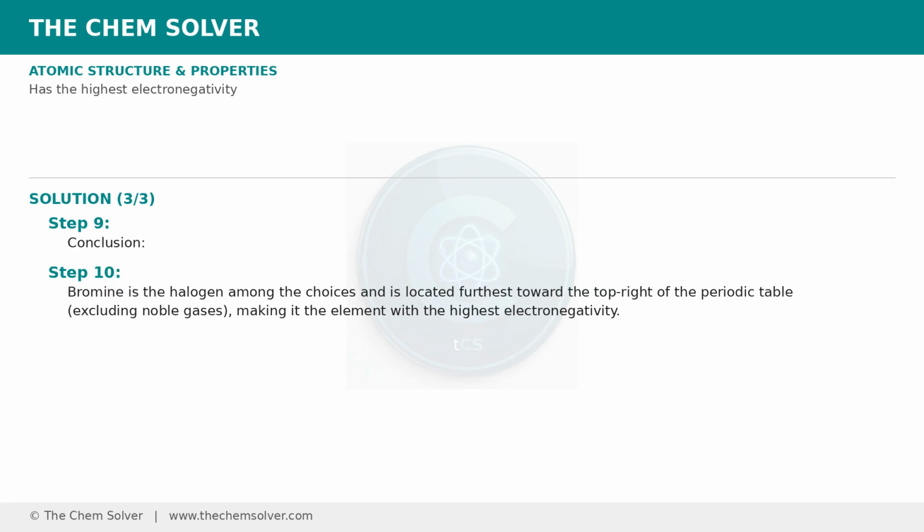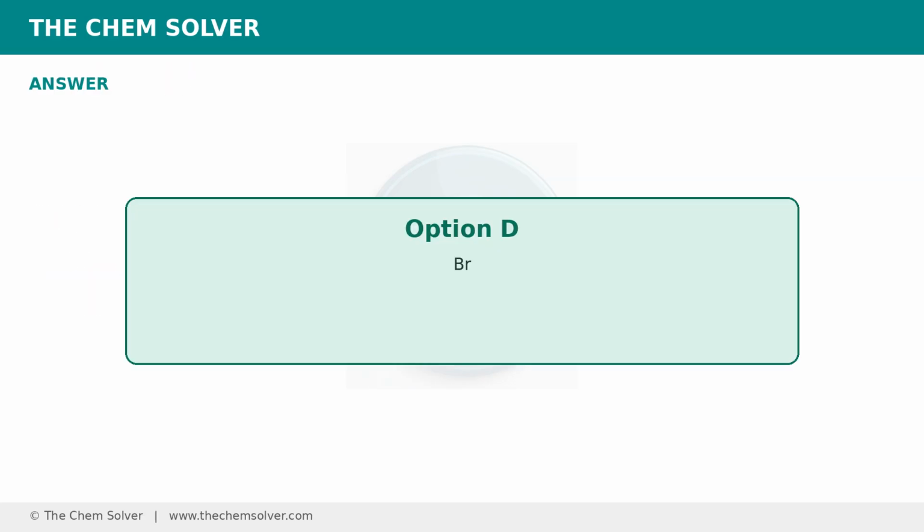Conclusion: bromine is the halogen among the choices and is located furthest toward the top right of the periodic table, excluding noble gases, making it the element with the highest electronegativity. The correct answer is option D, Br.